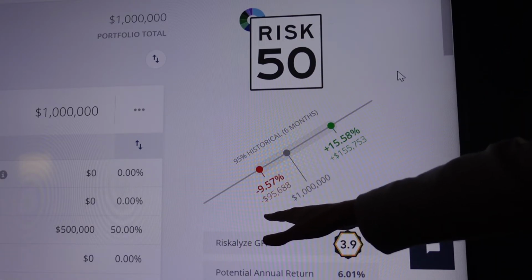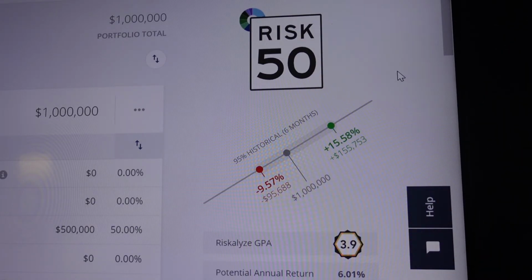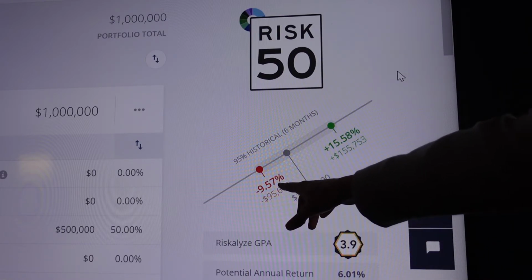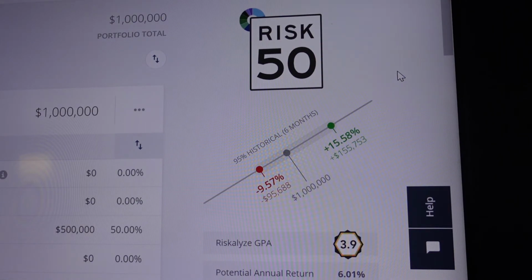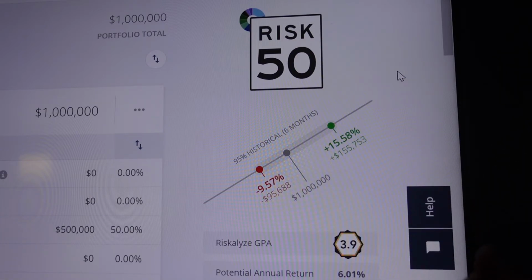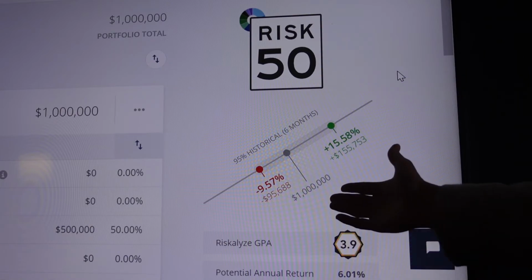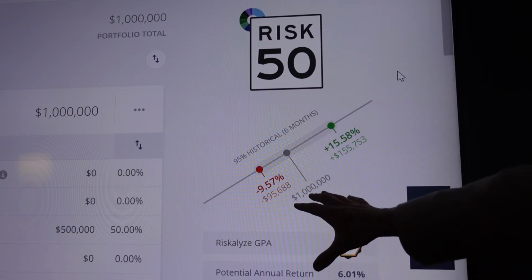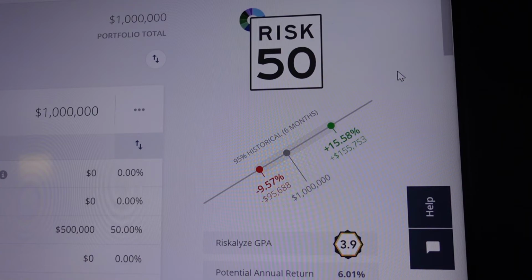The downside is still there. Anytime we're in the stock market, we're going to have some downside risk, but it's only 9.5% now compared to if you're 100% in the stock market, it was 18%. And if you were in Tesla, it was 85%. So 9.5 doesn't feel so bad. I think we might be able to handle that. Also, a pretty nice 15% potential return on the upside, but overall, potential annual return of 6%.